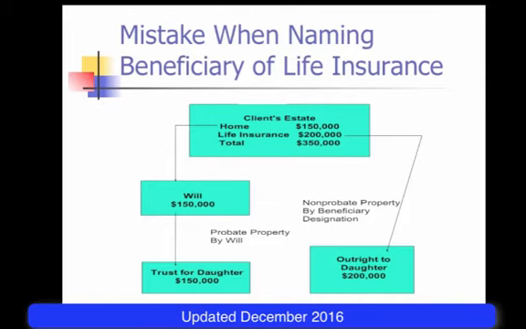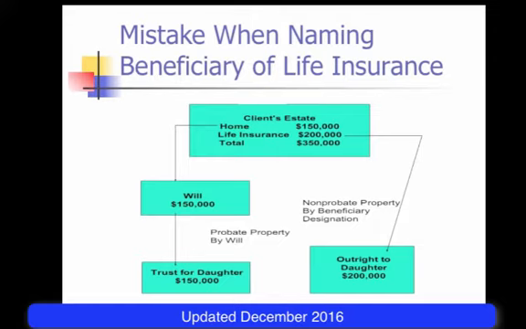Here's an example of what can happen if you don't pay proper attention to the distinction between probate property and non-probate property. This slide represents a single client who has a child, and the client has prepared a will which will provide that all her assets will pass in trust for the benefit of her daughter. Her estate consists of only $350,000. It includes her home of $150,000 and life insurance of $200,000.